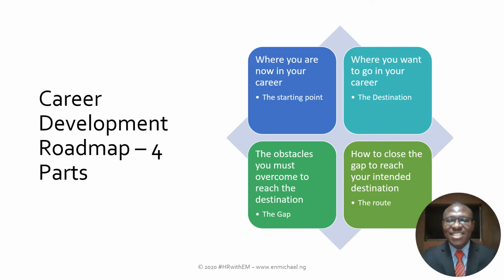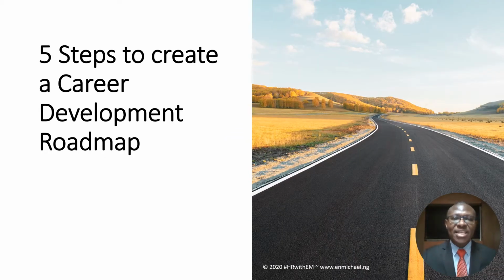Then the last part is the routes. So you've identified where you are, you've identified where you're going, you've compared where you are to where you're going, and you have seen the gap. The next thing is you need to begin to plan. What do I need to do to close that gap so that I can get to my destination? So you now start doing those things one after the other. Just like when you are climbing a staircase, you want to get to the top floor, you need to begin to climb one after the other. How many flights of stairs do you need to take before you get to the final destination? So that's basically what it is. So let's take a look at the steps that you need to create a career development roadmap.